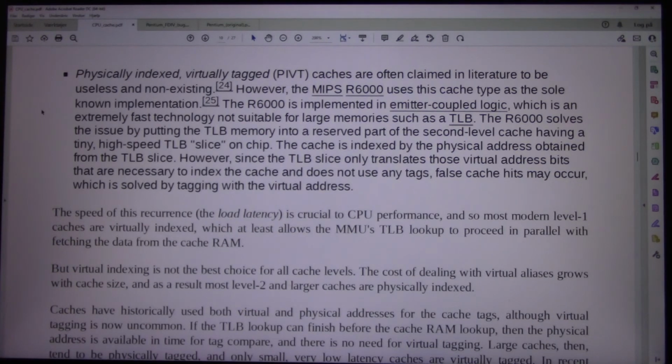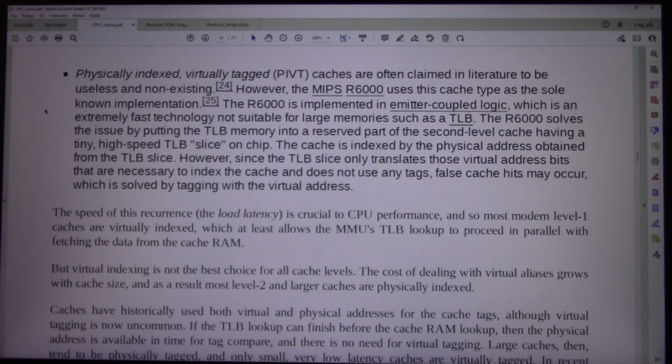The cache is indexed by the physical address obtained from the TLB slice. However, since the TLB slice only translates those virtual address bits that are necessary to index the cache and does not use any tags, false cache hits may occur, which is solved by tagging with the virtual address.